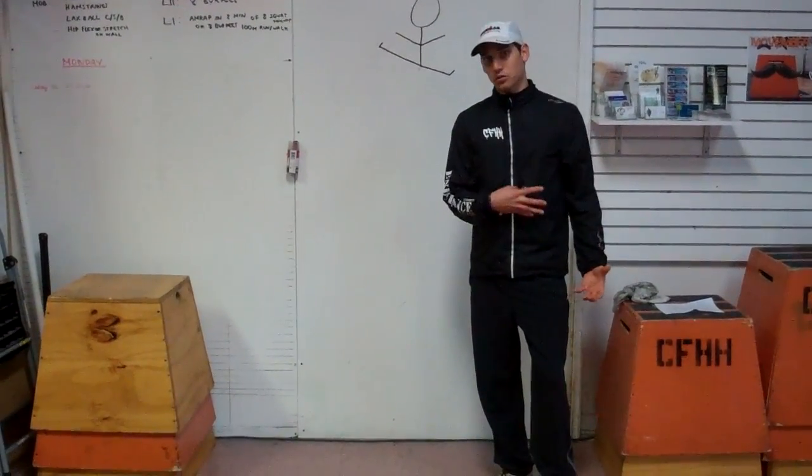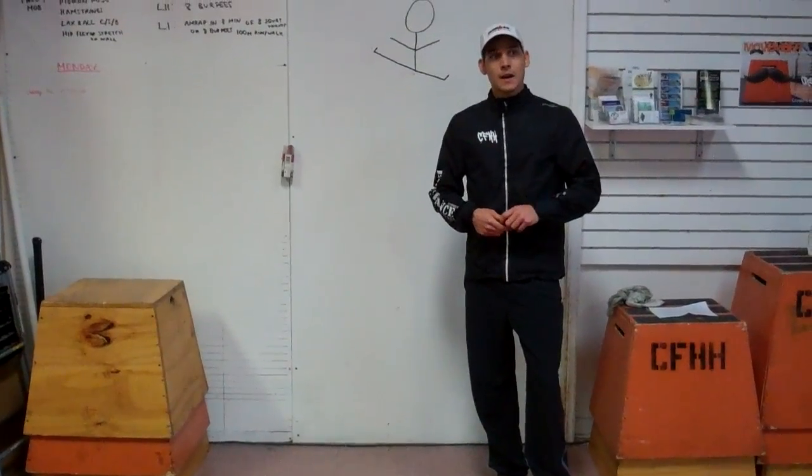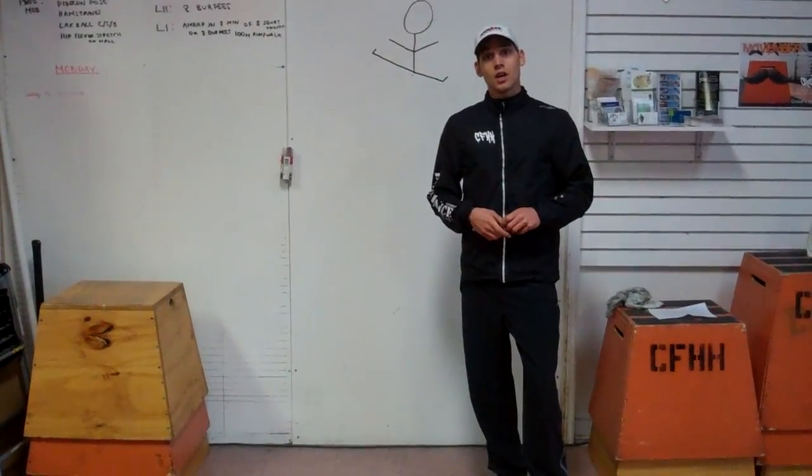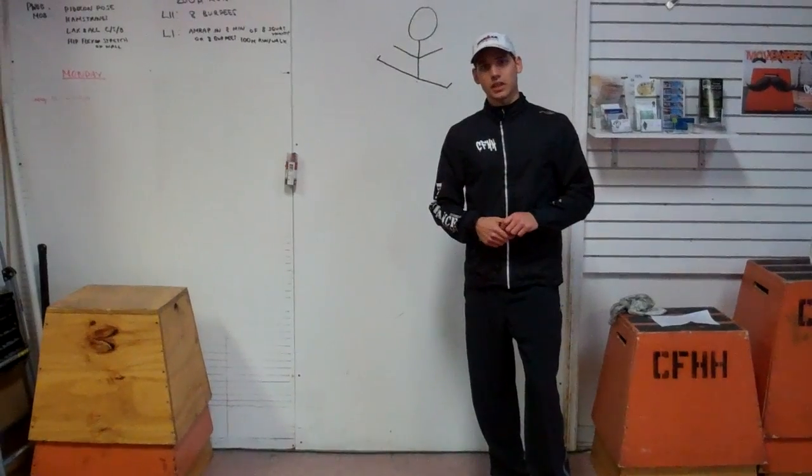Another reason is a failure of strength. Sometimes the athlete's muscles just aren't prepared for that intensity or for that movement in general. So what are the two major errors that we see in runners?